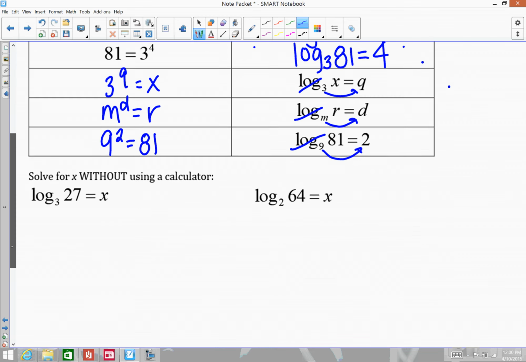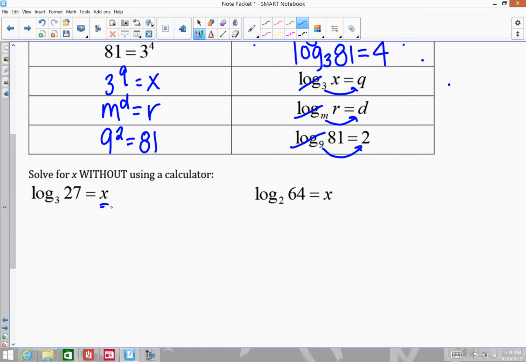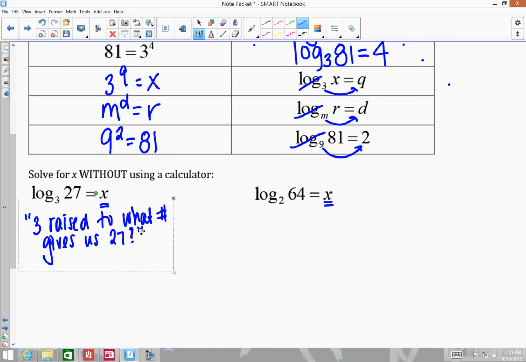So the next thing here is going to be figuring out what x is. So basically understanding it in two ways. I can use the whole drop the log, swing the base thing, or I could just ask myself 3 to what power gives me 27. That's really what it's saying. So what this means is 3 raised to what number gives us 27. That's what it's saying.